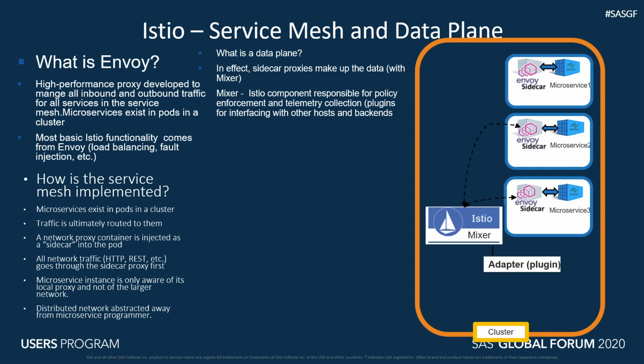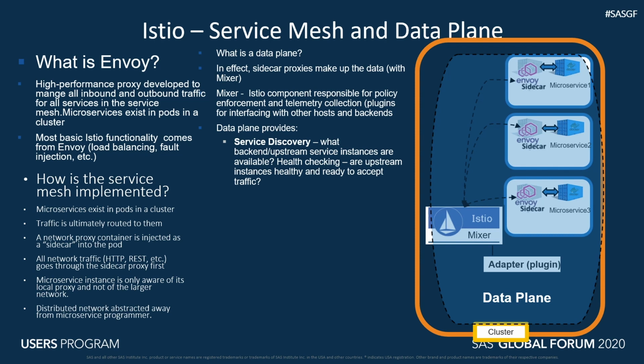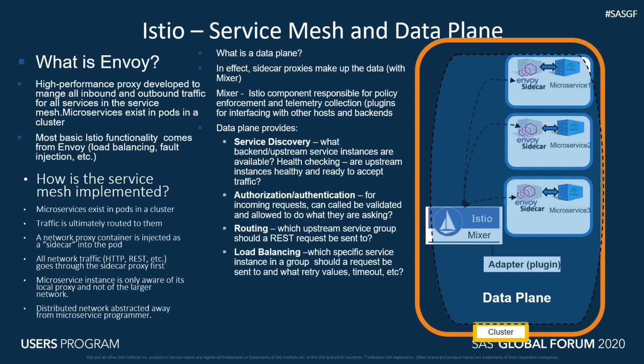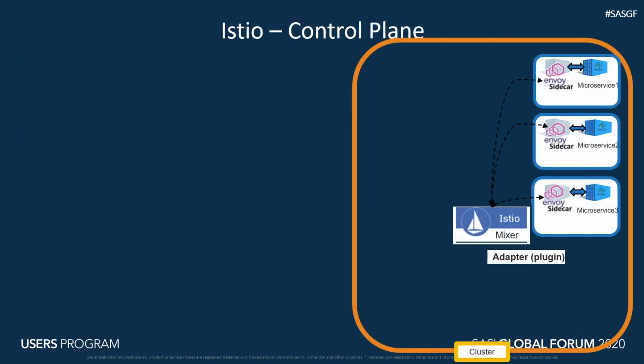And so we have the adapter out there we can use, and the data plane then provides service discovery, authorization, authentication, routing, load balancing, and observability. Overall, the data plane looks at, translates, and forwards each network packet that goes in or out of, or comes from, the corresponding microservices that the proxies are in front of. That's the data plane, the set of proxies and mixer.